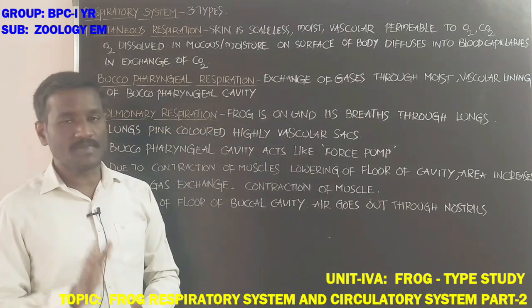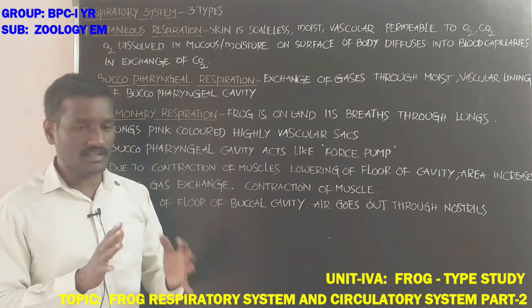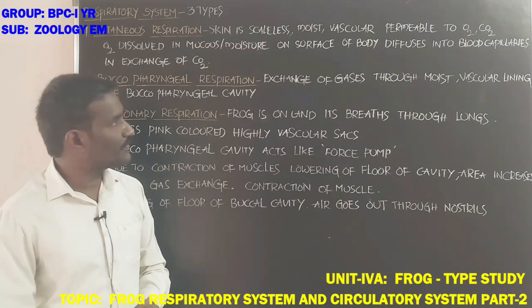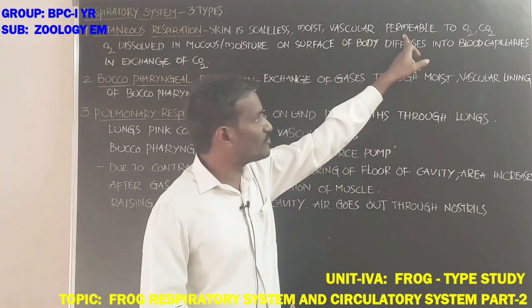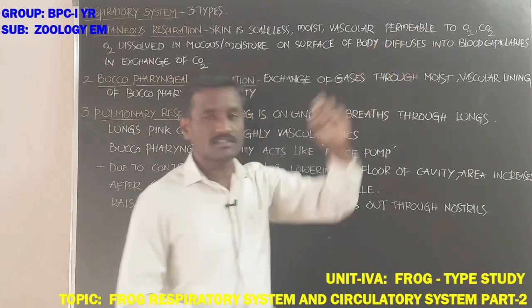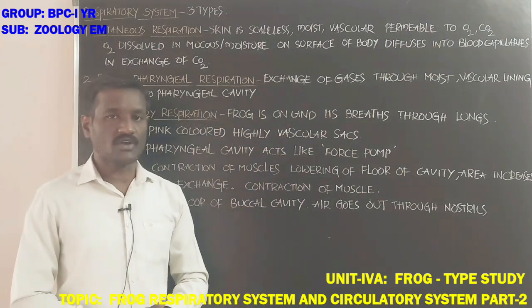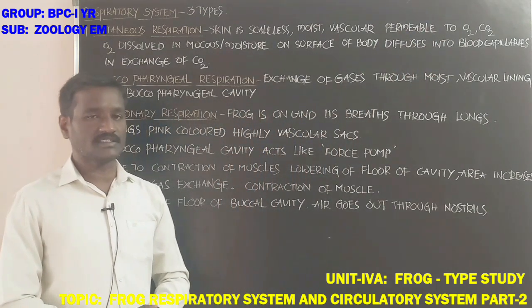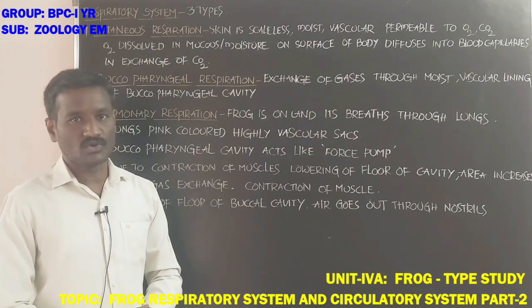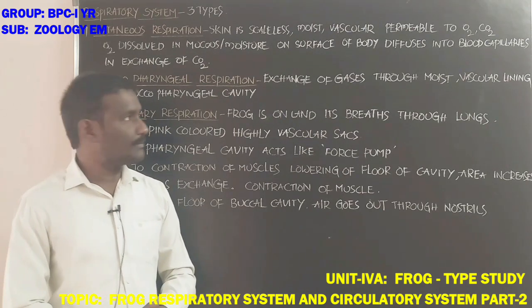Blood vessels, blood capillaries are abundant in the region of the skin, and it is also permeable to oxygen and carbon dioxide. Oxygen and carbon dioxide easily diffuse through the blood.